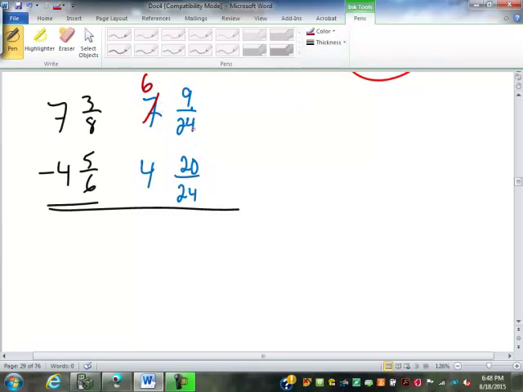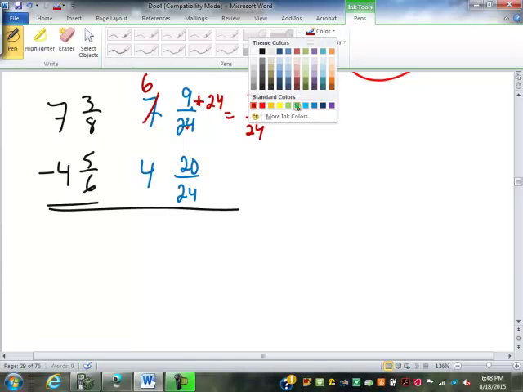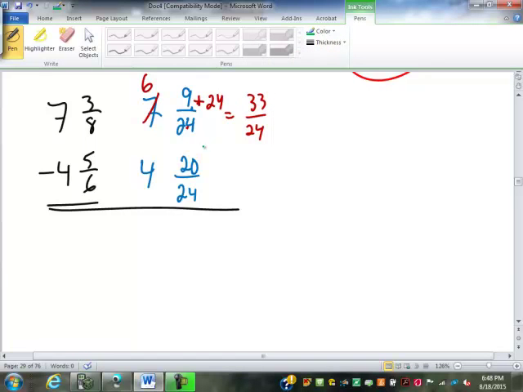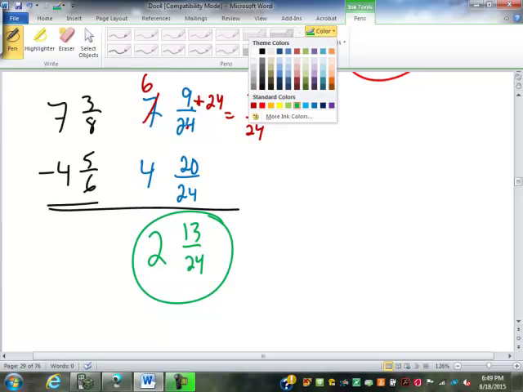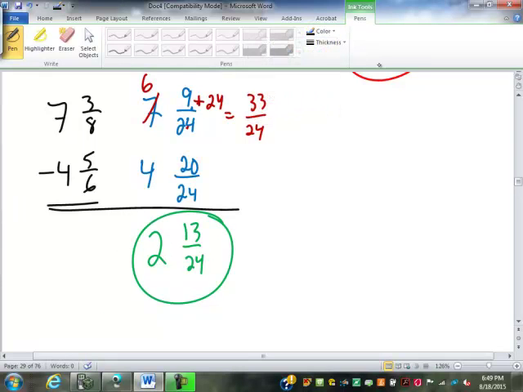Borrow from the 7, that's a 6. What do we do here? We add 24 because that one whole object we borrowed has 24 pieces in it. 9 plus 24 is 33. And then we subtract. 33 minus 20, 13 24ths. 6 minus 4 is 2. 2 and 13 24ths. Any questions? Okay.